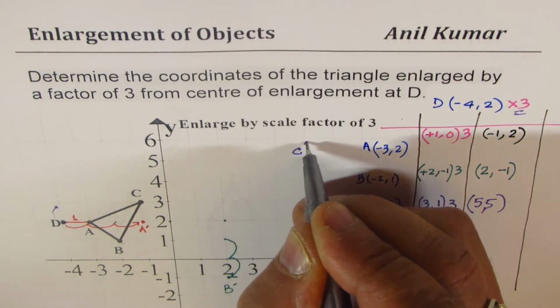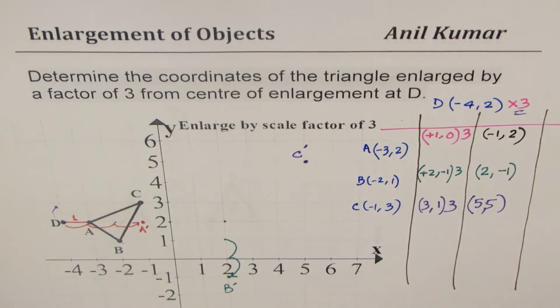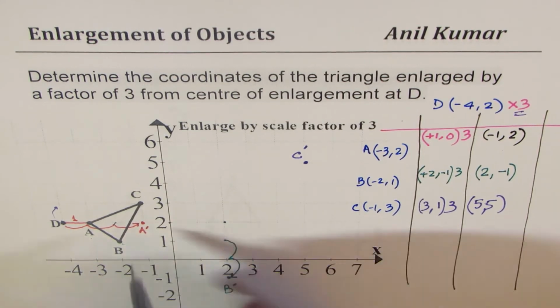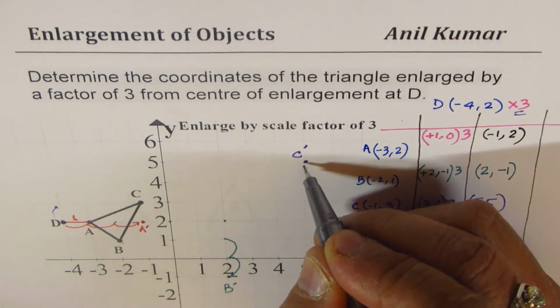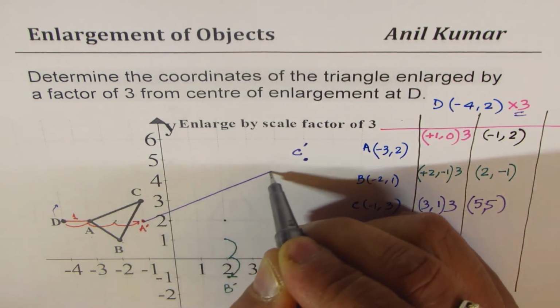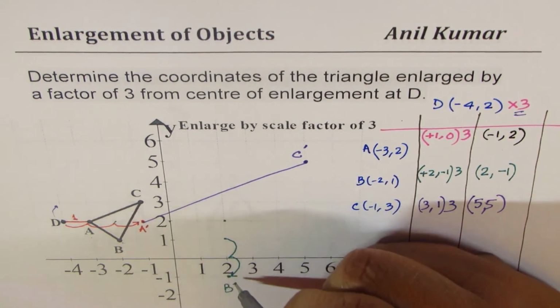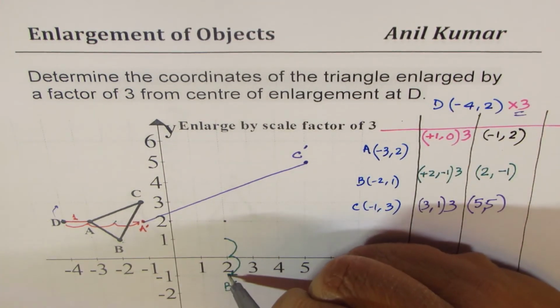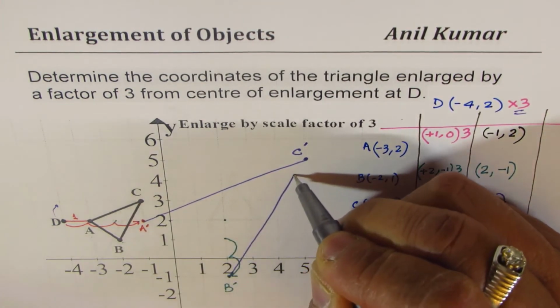So that is the image of C. Once you join these points, you get your final figure. So we have A dash here and C dash there. Let's join them. Look at these points and just join. And then we have B dash and C dash. We just join them also.